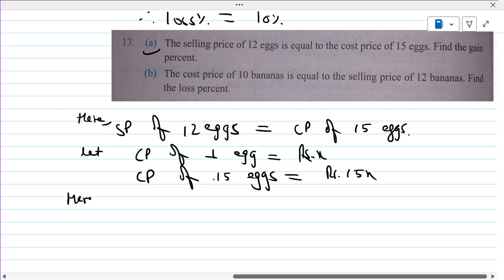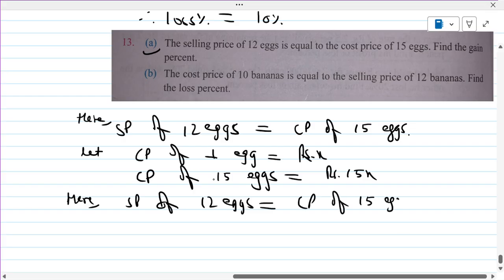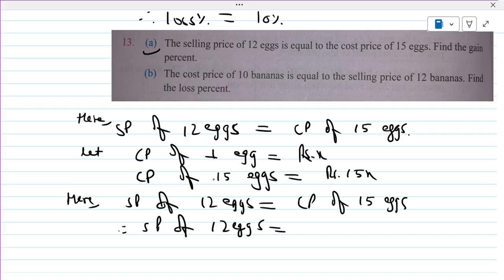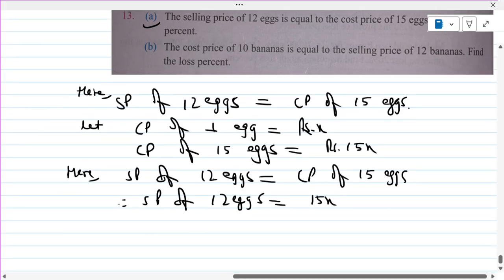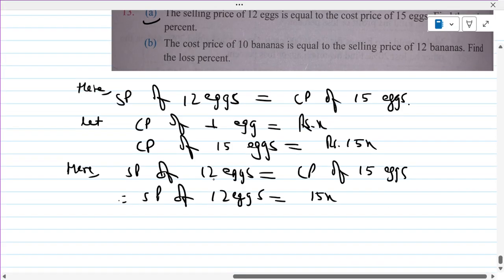SP of 12 eggs, that we are given, is equal to CP of 15 eggs. So it means SP of 12 eggs will be the same as CP of 15 eggs, which is 15x. And thus, after finding SP of 12 eggs, now you can find SP of each egg. SP of 1 egg is equal to 15x divided by 12.